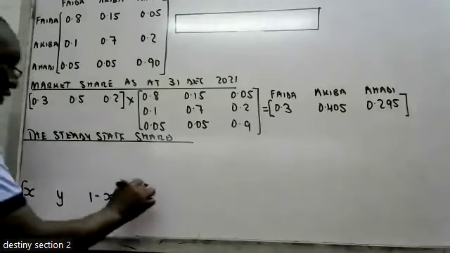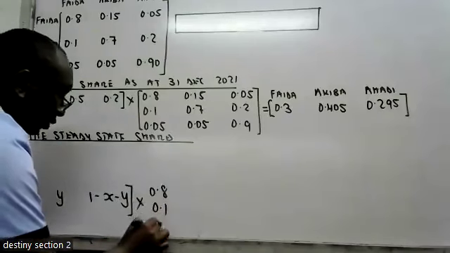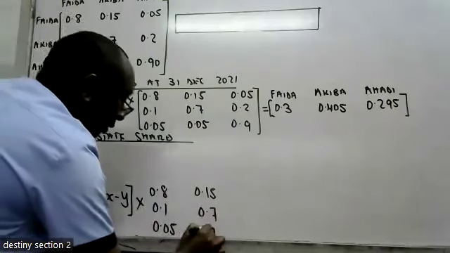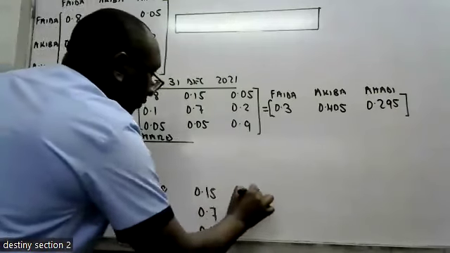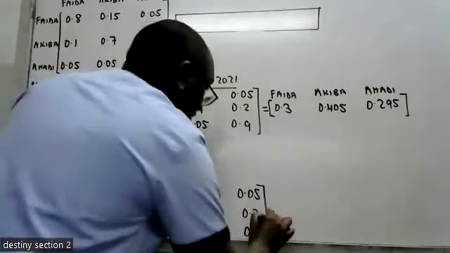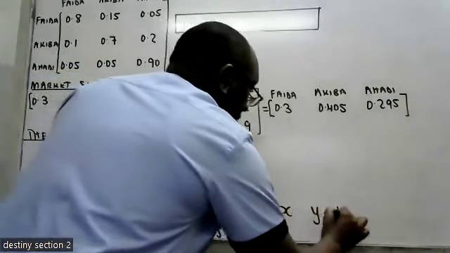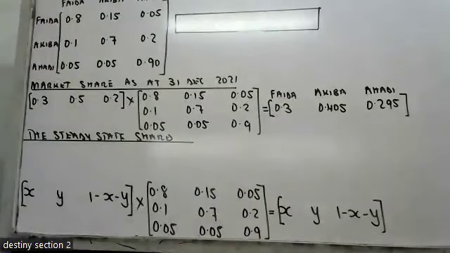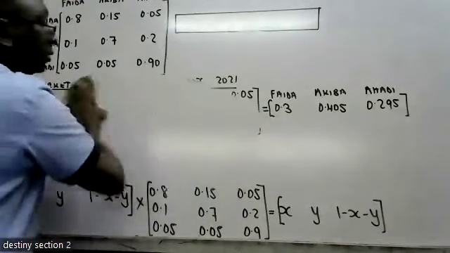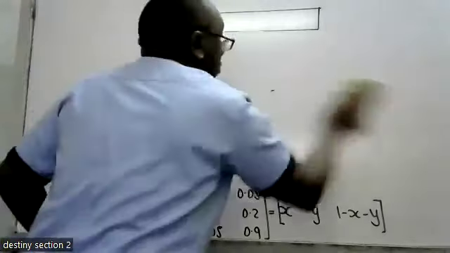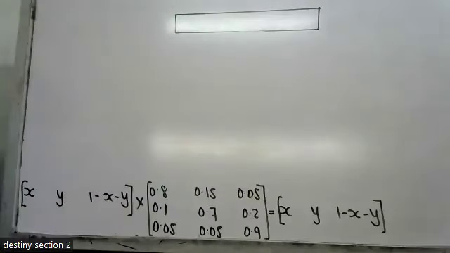When I multiply by the transition matrix, 0.8, 0.1, 0.05, 0.15, 0.7, 0.05, 0.05, 0.2, 0.9, should give me X, Y, 1 minus X minus Y. That is what it should give me.